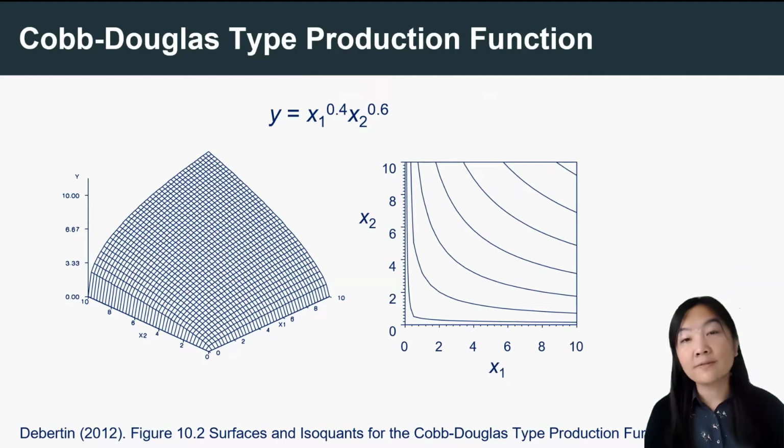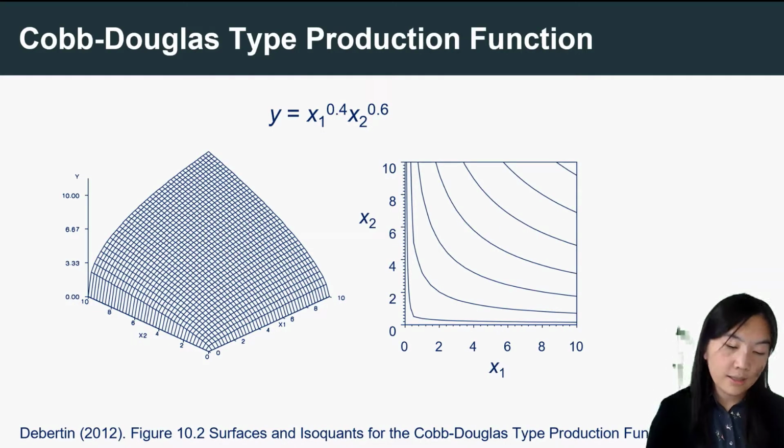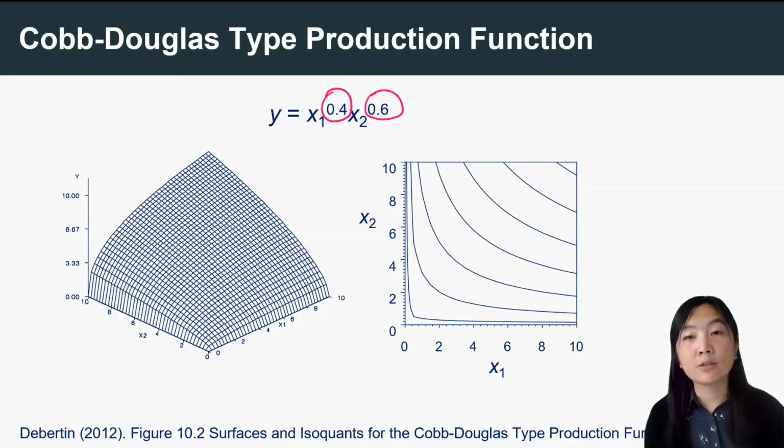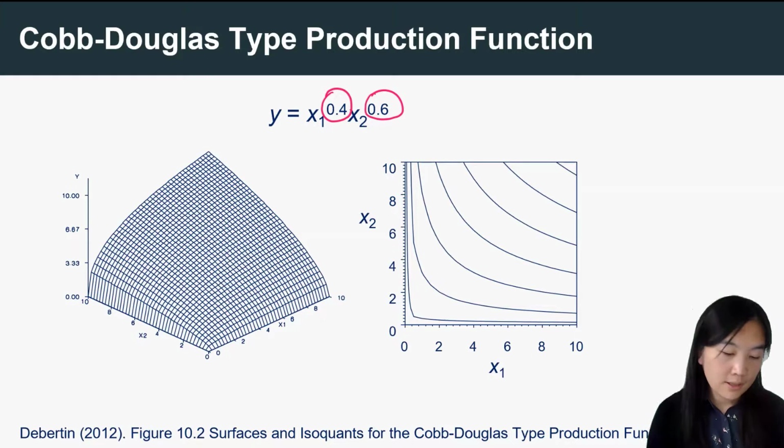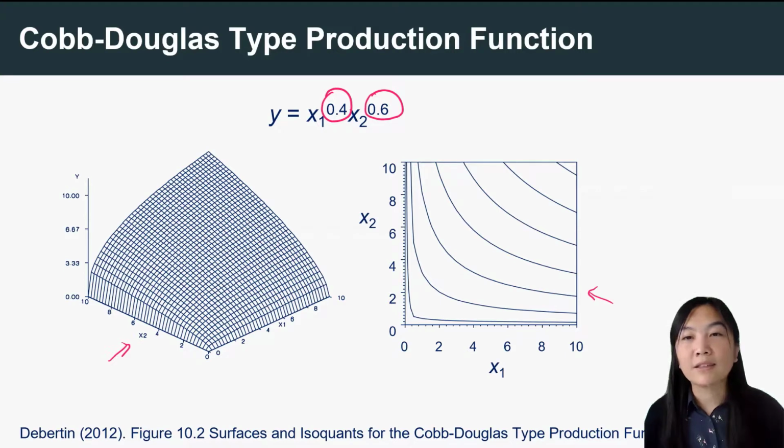However, a Cobb-Douglas function needn't be that way. Here we have an example where the power of x1 and x2 are different. And you can see from both the production surface and the isoquants that there's that asymmetry. So Cobb-Douglas function, I will introduce this much for now, but later on when we are in the production maximization topic, we will use the Cobb-Douglas function example again.